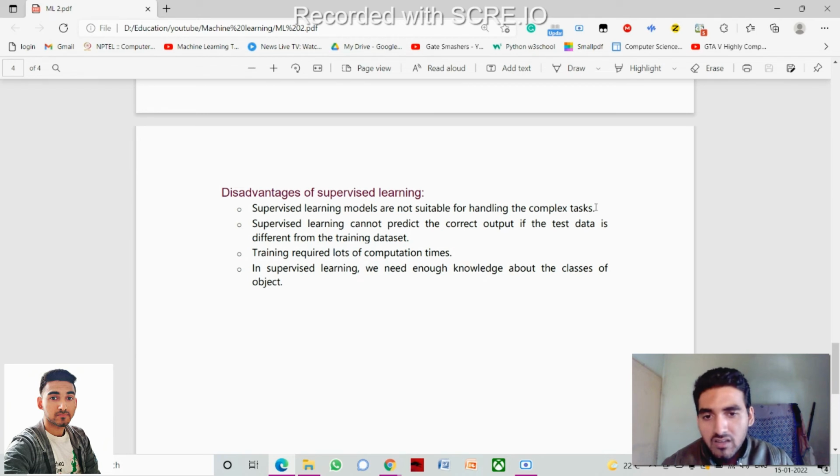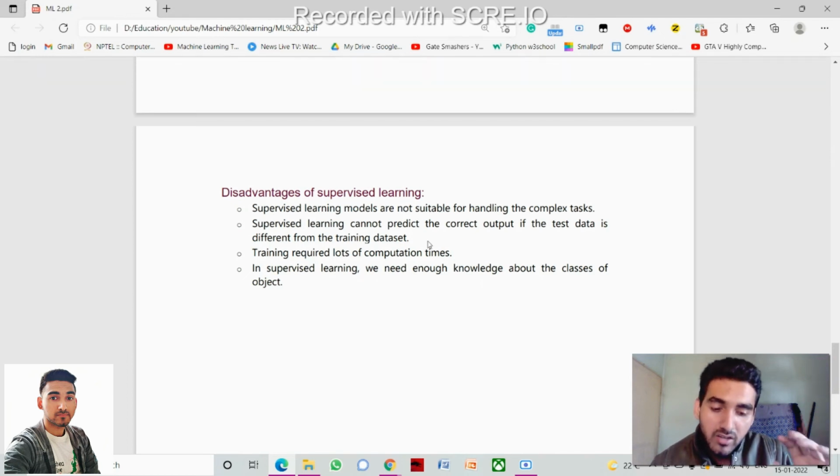So if you have a simple task, then it will work very well. And supervised learning cannot predict the correct output if the test data is different from the training data set. I have told you earlier that you need the same kind of data in your training and your testing data set. Otherwise, if the testing data set items are different from the training data set items, then it can't predict anything. So you have to keep this point in mind, it is a very big disadvantage of supervised learning. And the training requires lots of computation time.